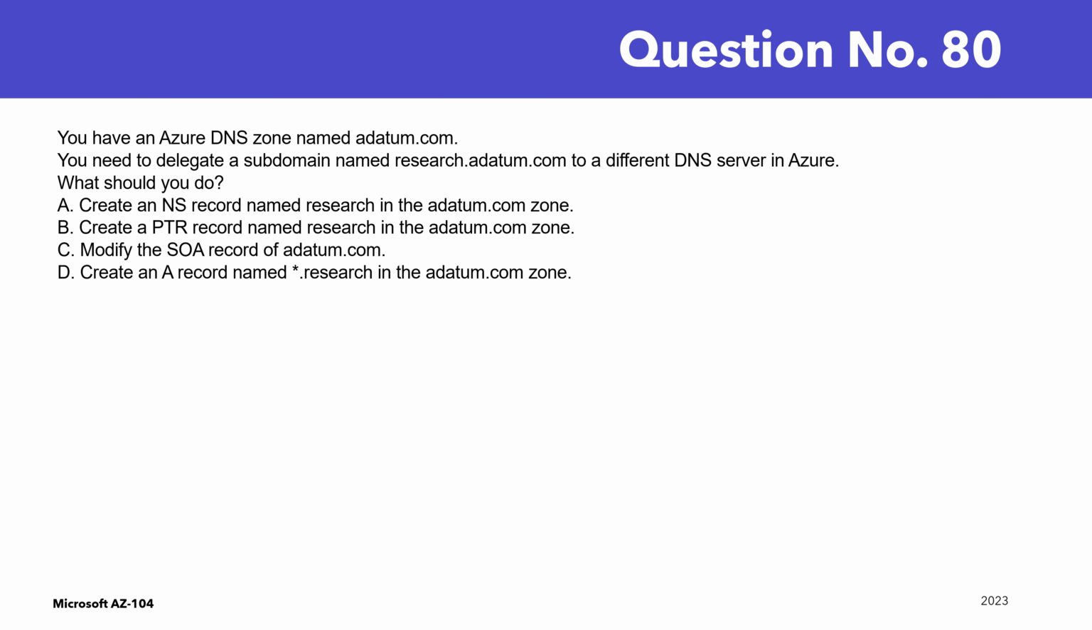You have an Azure DNS zone named adatum.com. You need to delegate a subdomain named research.adatum.com to a different DNS server in Azure. What should you do?